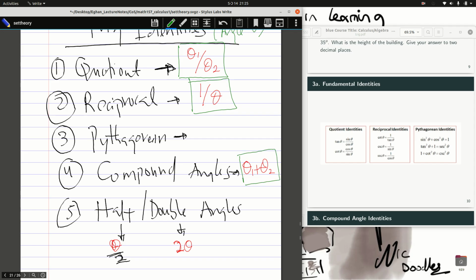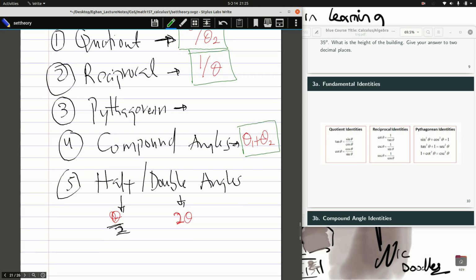Take note. There's also half. Half means you're taking half of the angle, so it's going to be the theta over 2. That is how the angles will be expressed. And then when you hear of double angles, what should come to mind is twice of the angle theta.